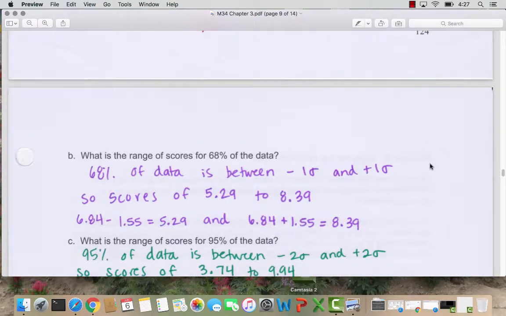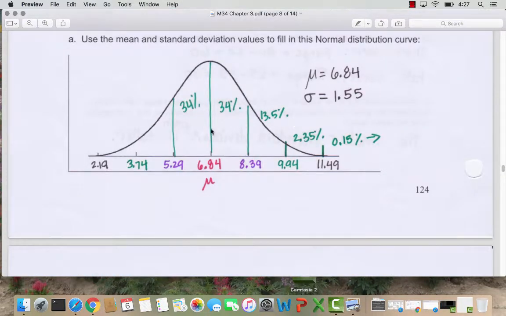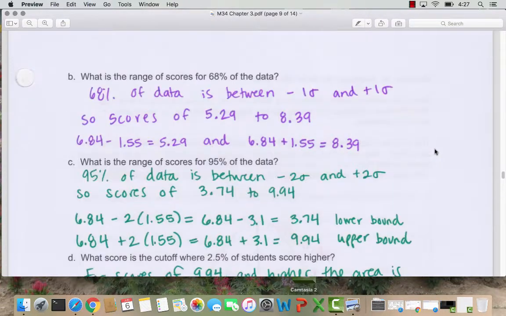So if we want to know what's the range of scores for 68% of the data, we know 68% of the data is between subtracting 1 standard deviation and adding 1 standard deviation. Here I'm using sigma for shorthand instead of writing out standard deviation. If we look back up here, that is scores from 5.29 to 8.39. And you can do it mathematically. You could say 6.84 minus 1 standard deviation is that lower bound of 5.29, and 6.84 plus 1.55 is the upper bound of 8.39. Now what's the range for 95% of the data?